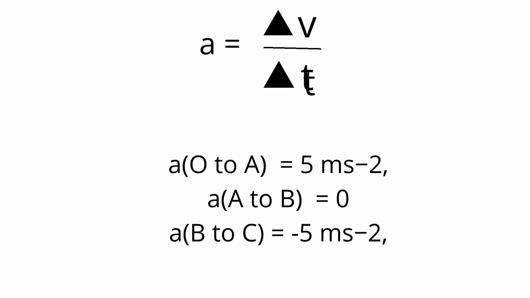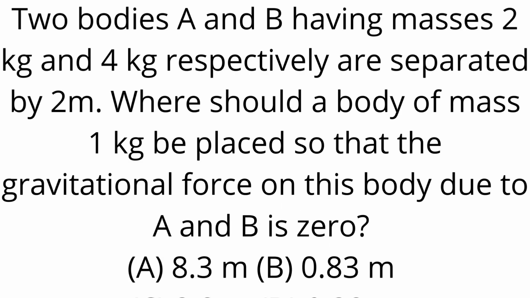Acceleration between 0 to A is, it rises 5 meter per second in 2 seconds, so 5 meter per second square. Whereas from A to B, it remains the same. So the acceleration is 0. From B to C, it moved from 5 to 0. That means it is minus 5 meter per second square. Very easy problem. Let us move on to the last question.